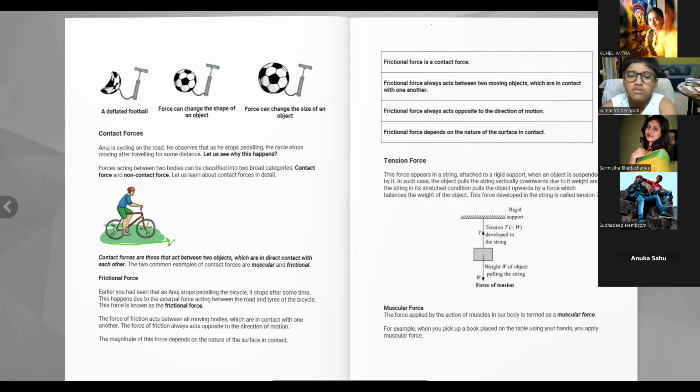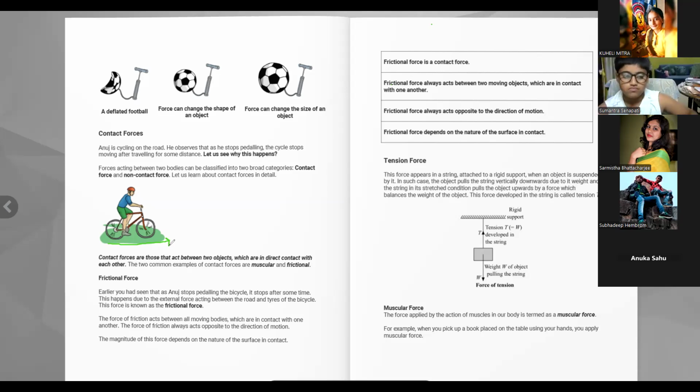Miss, can I tell? With respect to force, you will say. Okay. Miss, friction is a force that opposes the relative motion between the two surfaces in contact.